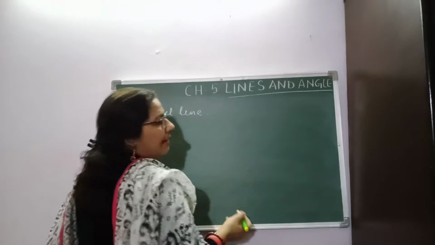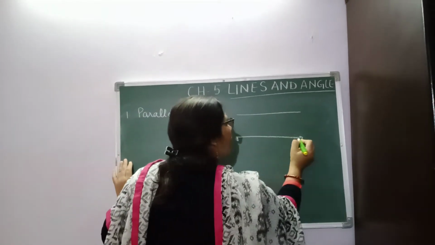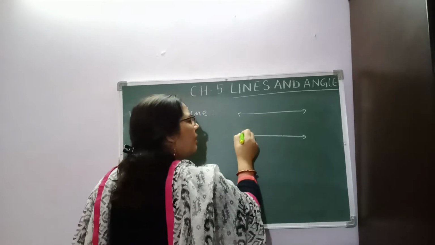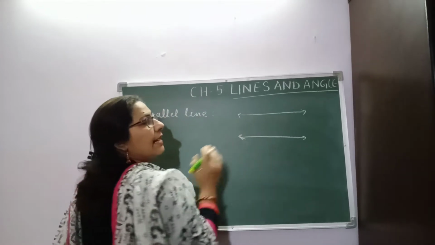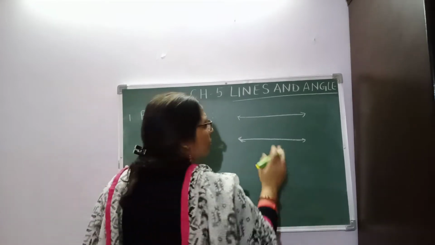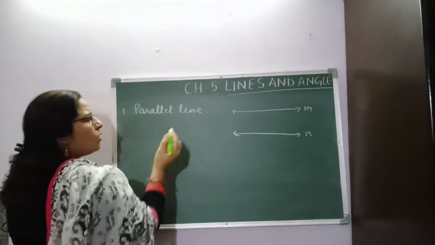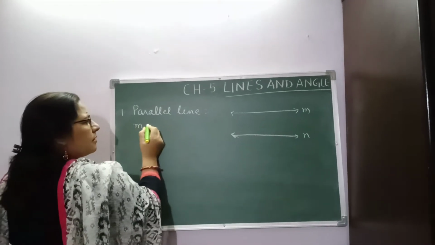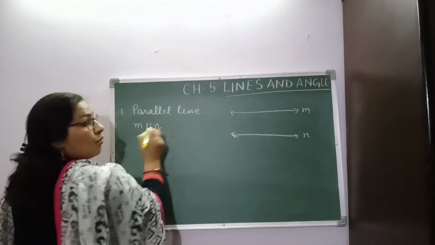What is a parallel line? If on the plane we draw two lines with equal distance from the beginning to the last, we can say the two lines can never intersect anywhere. So these lines are known as parallel lines. We can represent this with the parallel symbol: M is parallel to N.